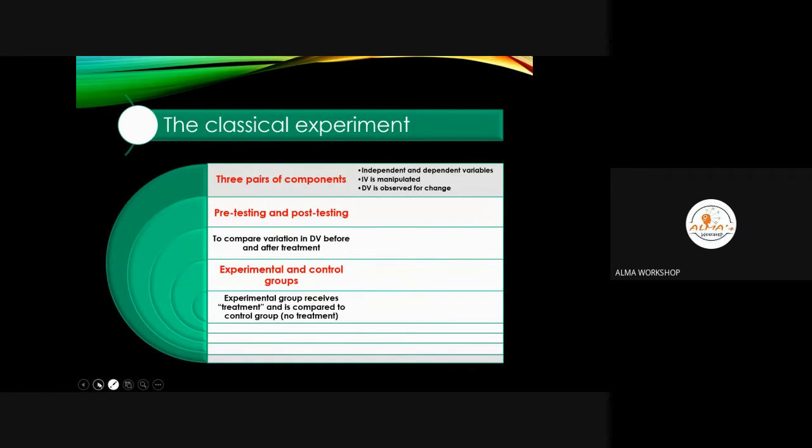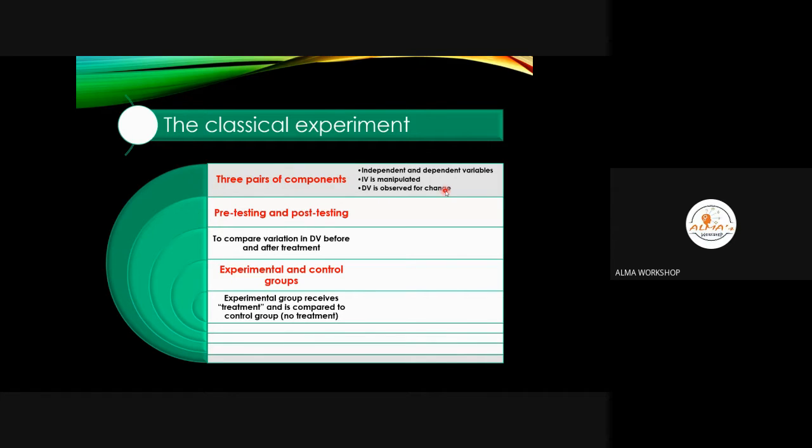So the classical experimental design has these things. What are they? There are 3 pairs of components. Already I explained all this to you. You will have independent and dependent variables in the experimental research design, where the independent variable is manipulated, and the dependent variable is observed for change. For example, if you have two groups of students, namely class A and class B, class A you make the experimental group, and class B you make the control group.